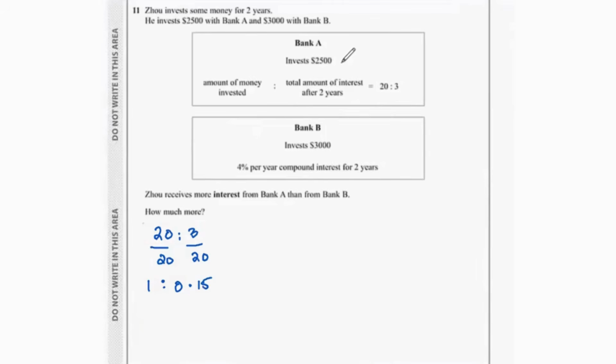So she's investing $2,500. For the amount of interest earned after 2 years for $2,500, you multiply 0.15 with 2,500. That gives us 375. So that is the total amount of interest she's earned after 2 years. Then for Bank B, this was Bank A. Bank A, the interest is $375.